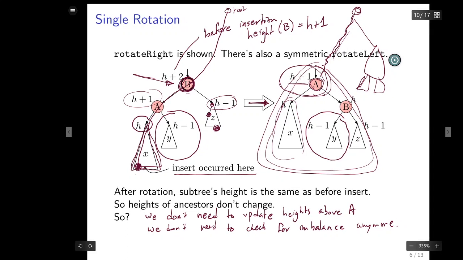That means everybody in this ancestor chain all the way up to the root, balance does not change for those people. It's the same balance as it was in the original AVL tree because the height has been restored to H minus 1.